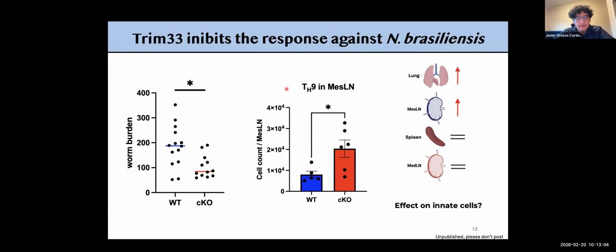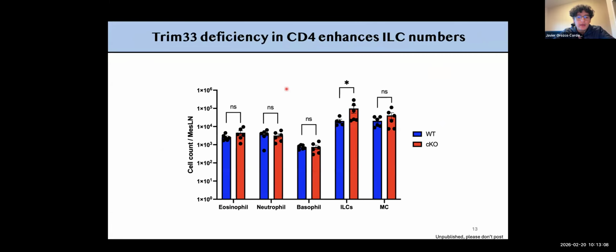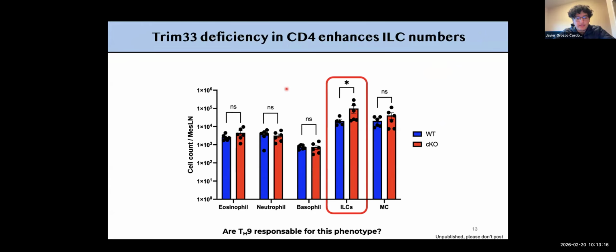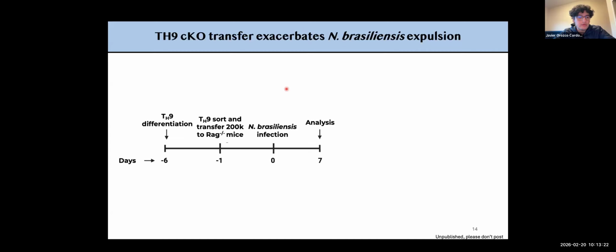As I told you, IL-9 can promote the function and expansion of innate cells, so we evaluate them. And we found an increase of ILCs in mesenteric lymph nodes. However, at that time, we didn't know if the Th9 cells were responsible for this phenotype because it was a CD4 model. So we moved to a cleaner model. We differentiated the Th9 cells and we sorted them and transferred them into the recipients, and then we challenged them with this helminth.